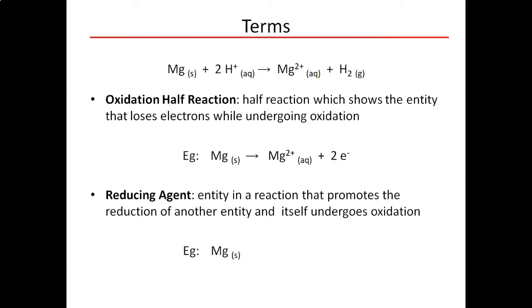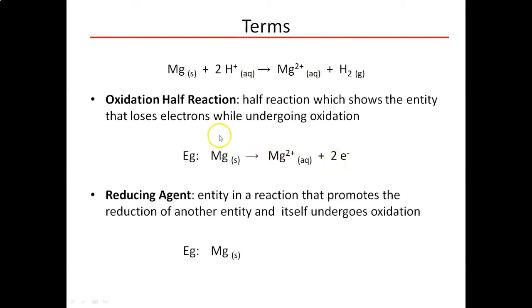net ionic equation for the reaction of magnesium with the hydrochloric acid, we have our reaction: Mg plus 2H+. Now, we can take this reaction and break it into our two half reactions. In terms of our oxidation half reaction, we show the entity that loses its electrons, and we can see our half reaction for the loss of electrons.